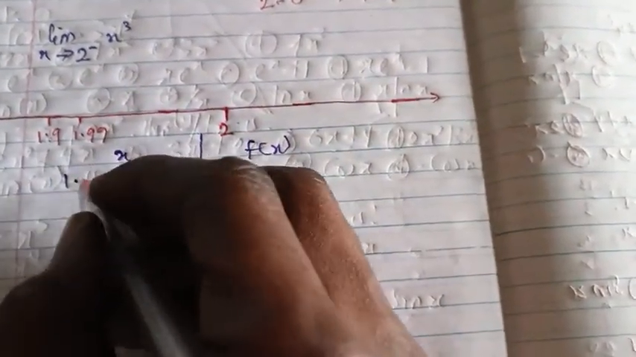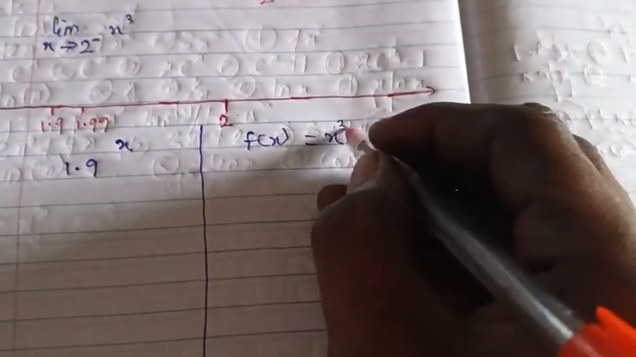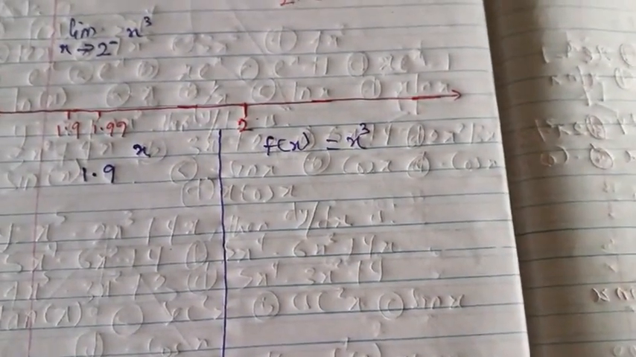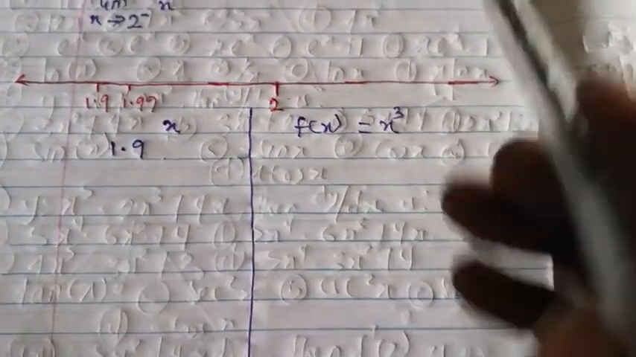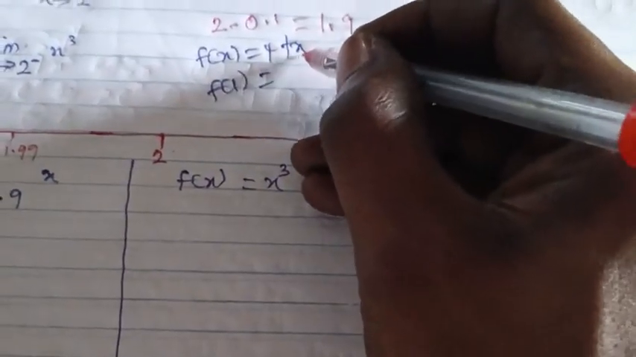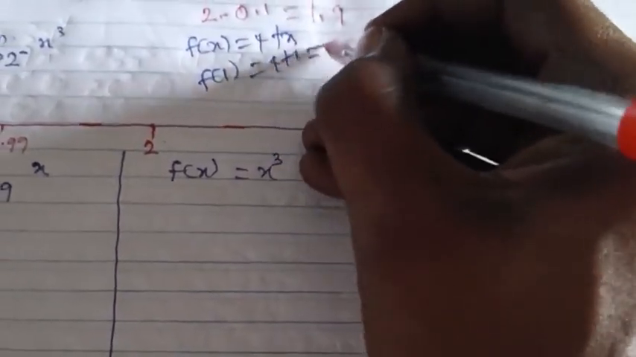I already know my starting point. Of course, the input is x, the output is f of x. So I will try 1.9, my starting point, and of course the function is x cubed. Don't forget, the function is cubed. I believe you know how to do this kind of thing. If I give you f of x equals 4 plus x, then f of 1 will be what? Anywhere you see x, you put 1. So this will be 4 plus 1, that is 5.